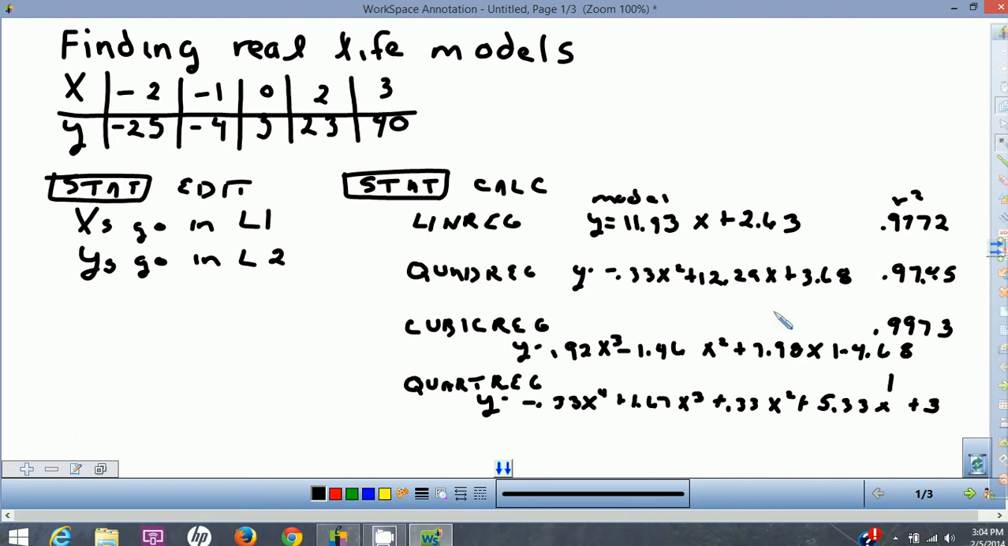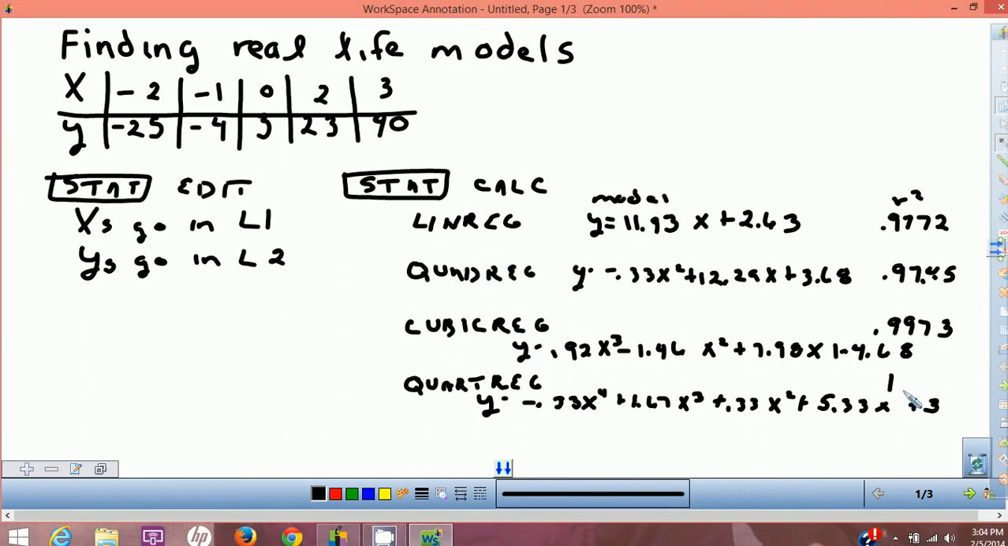Well, let's look at these R squared values. R squared tells you how well the data fits the model that you have found. The closer that value is to 1, the better the model. So look at these values, 0.9772, 0.9785. This 0.9785 is closer to 1 than this 0.9772. So the quadratic model is better than the linear regression model. 0.9973. This cubic model is better than both of those.